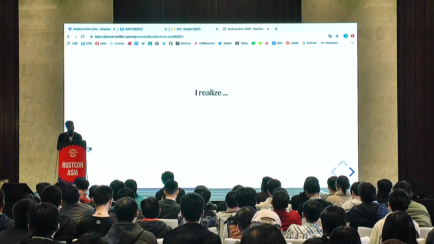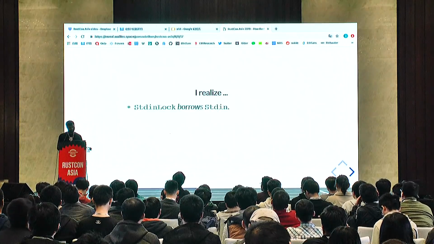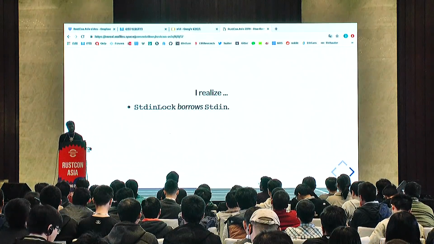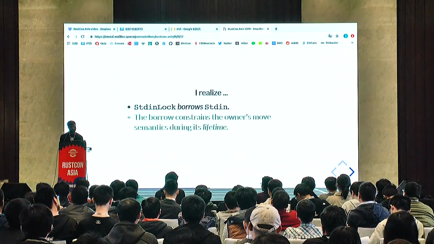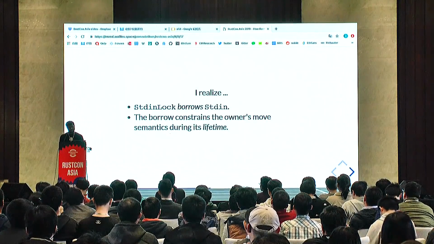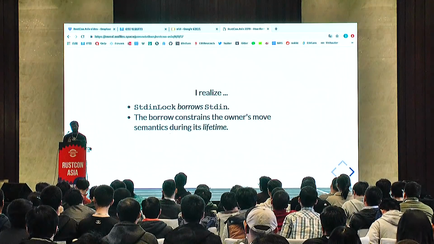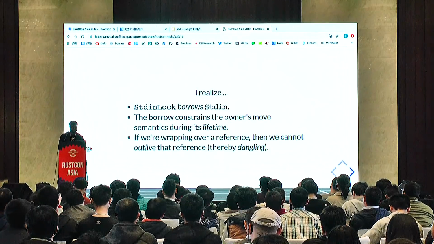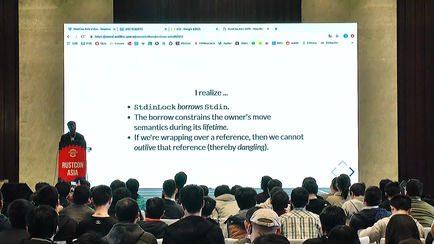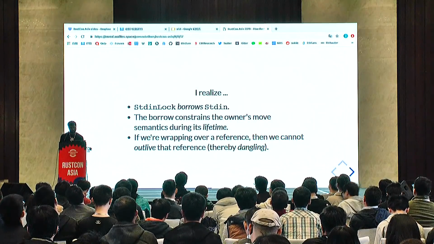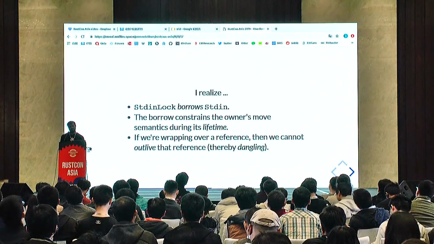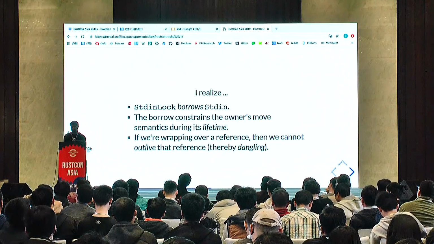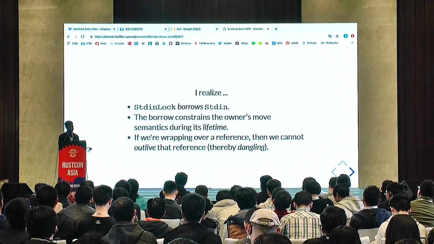Now I realize some things. std_in lock, the struct which we just saw, borrows std_in. And the borrow constrains the owner from moving somewhere else. And that made complete sense, because if we are wrapping over a reference, then we cannot outlive that reference, because then we'll have a dangling pointer, which is bad. And Rust has prevented that again.